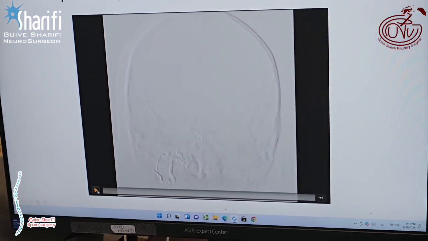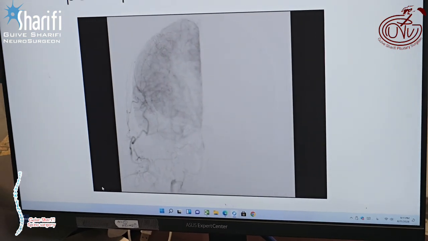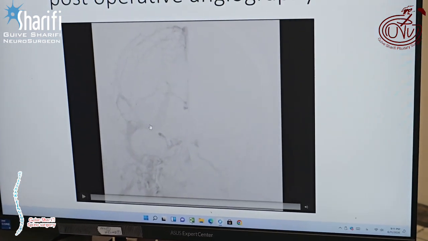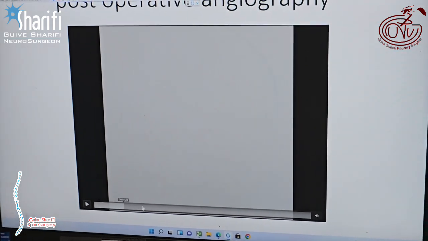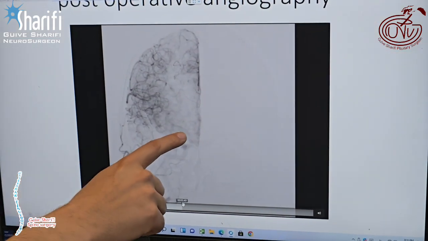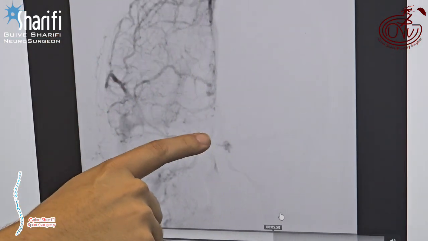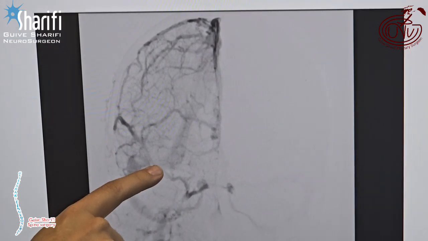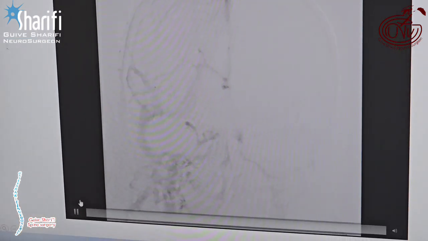This is the AP view of the post-operative angiogram. There is no remnant of early draining veins, and as you can see, we have the normal venous anatomy here now. No early draining vein. Normal cortical veins here, draining into the superior sagittal sinus. This is the transverse sinus and occipital sinus.